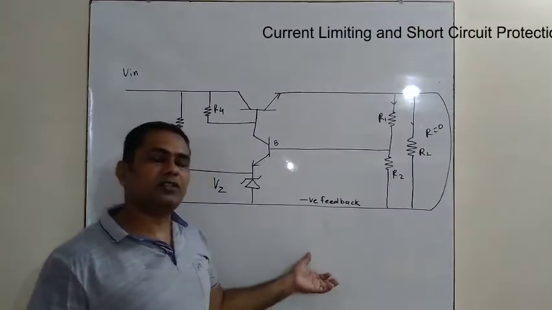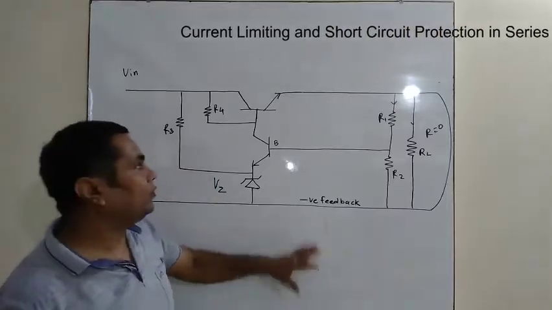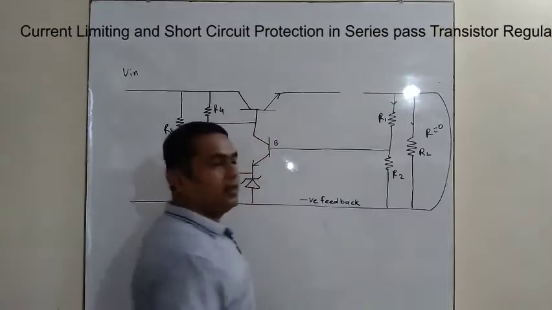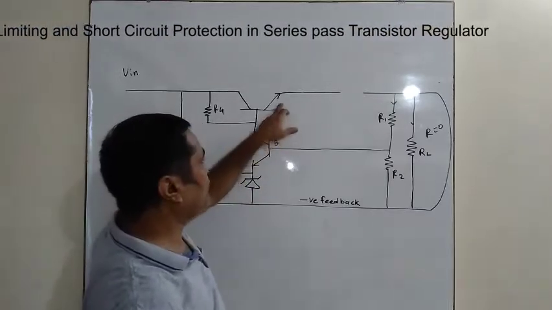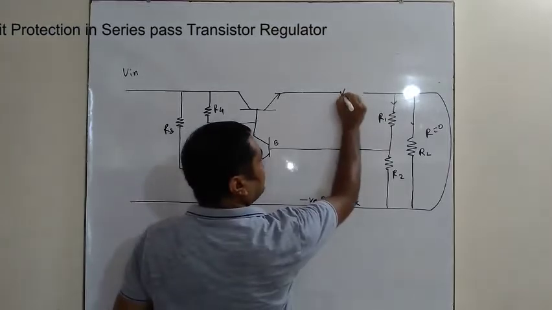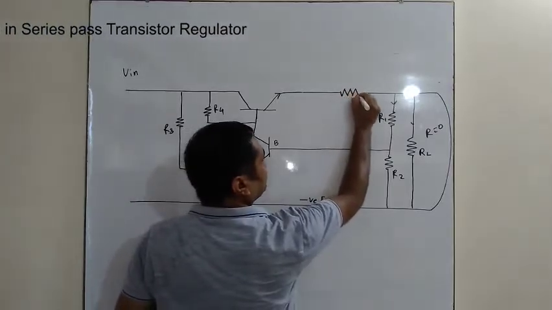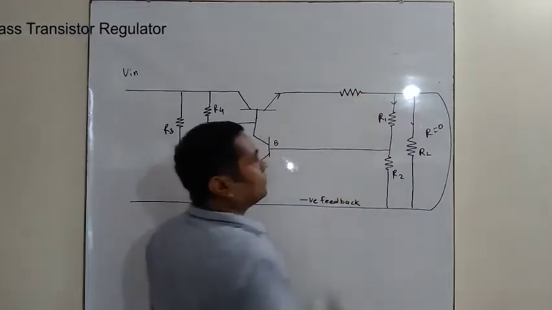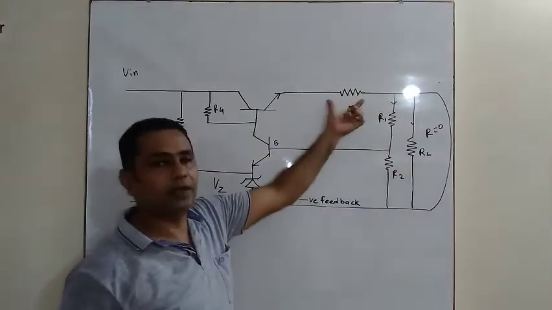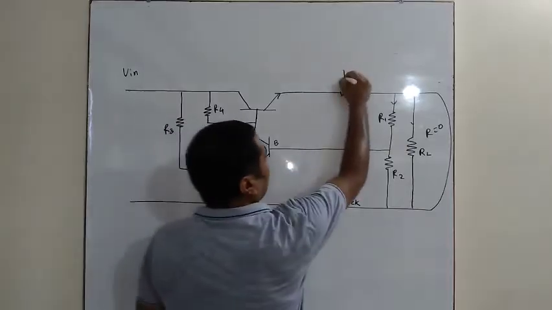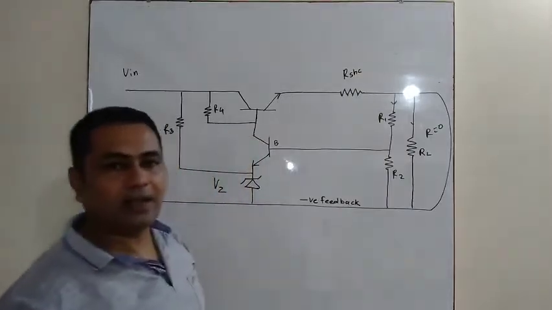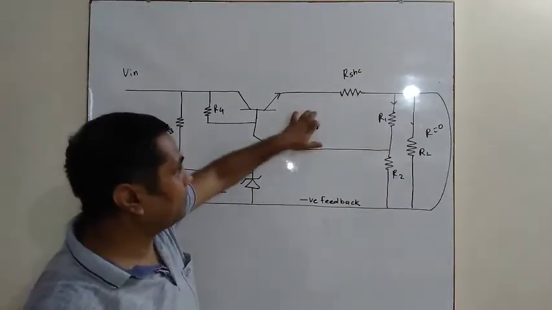For creating short circuit protection and current limiting, we open this circuit at the output of the emitter, in between the load resistor. We are inserting a resistor, and this resistor will detect the short circuit or current limiting. Let us call this resistor the short circuit resistor, RSHC.